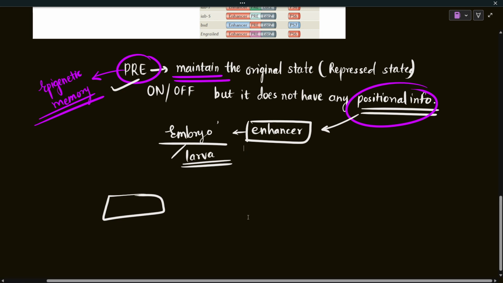So that's it for today. In the next lecture, we will learn about the Polycomb group of proteins and Trithorax group of proteins, the main complexes involved in those groups of proteins, and how they maintain the active or the repressed state.